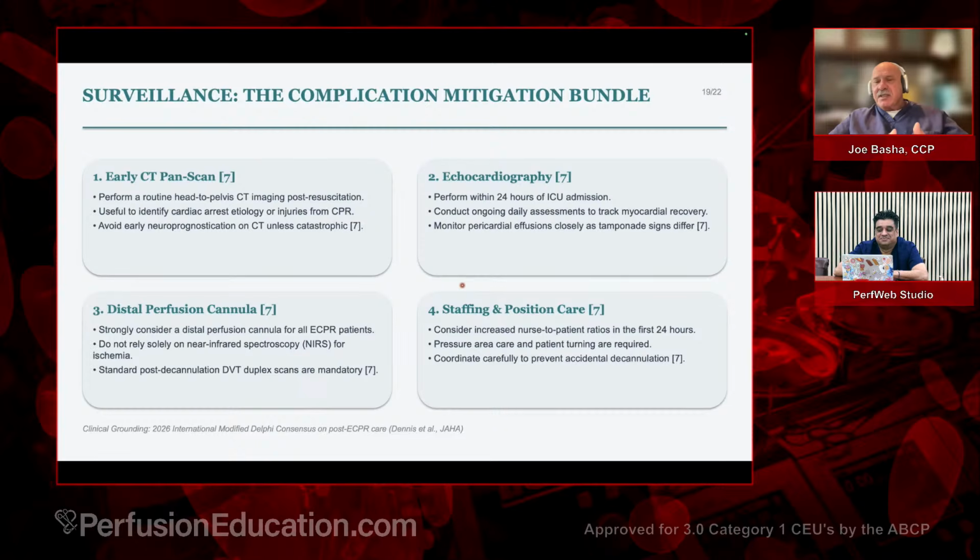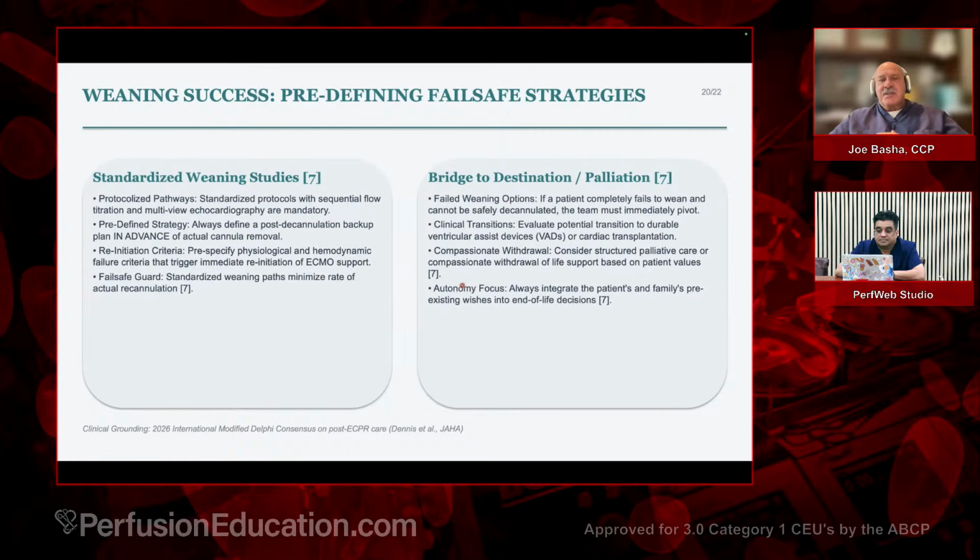Staffing and position care, consider increased nurse to patient ratios in the first 24 hours. Pressure, we talked about that. So what are you going to do? Standardized weaning studies, or are you going to do bridge to destination and palliation? So if the plan is we're sending this patient somewhere else to be cared for, at that point in time, listen, maximum support, and keep every organ system working as best you can. Wake them up, assess their neurologic status, know whether or not this is a good candidate for some other therapeutic modality, whether it be transplant or durable VAD, and in my opinion, maximum support.